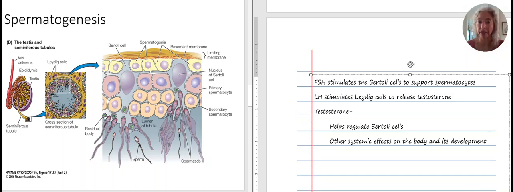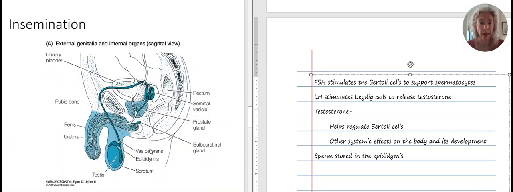Testosterone has many systemic effects on the body and its development. Once sperm cells develop in the seminiferous tubules, they are going to travel through a continuous tract where they are stored in the epididymis. The epididymis is this storage tract that surrounds the testicle.